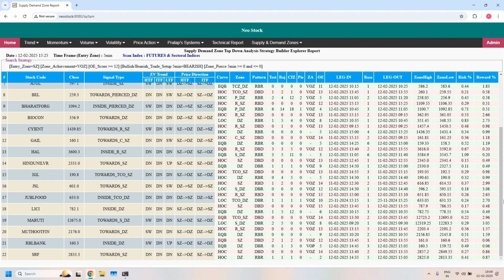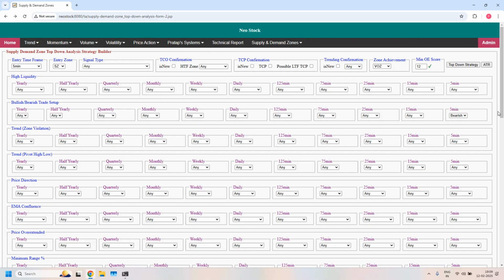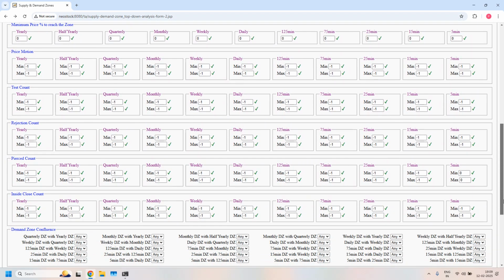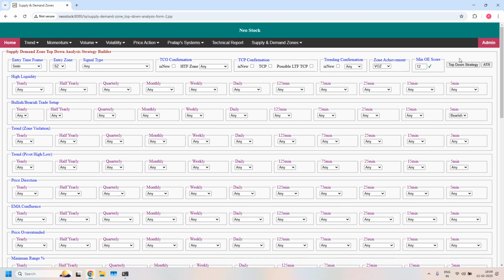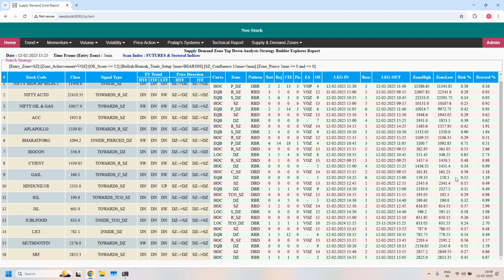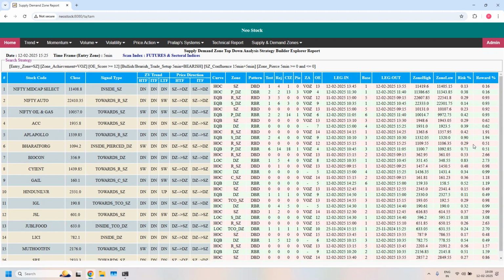Out of these 22, how many LTF and ITF demand zones confluence are available? That means 5 minutes and 15 minutes supply zone confluence. Because this is bearish trade setup, we should look for supply zone confluence. So in the supply zone confluence, I am enabling the filter 5 minute supply zone with 15 minute supply zone confluence. With this filter from 22 stocks, we got 16 stocks.